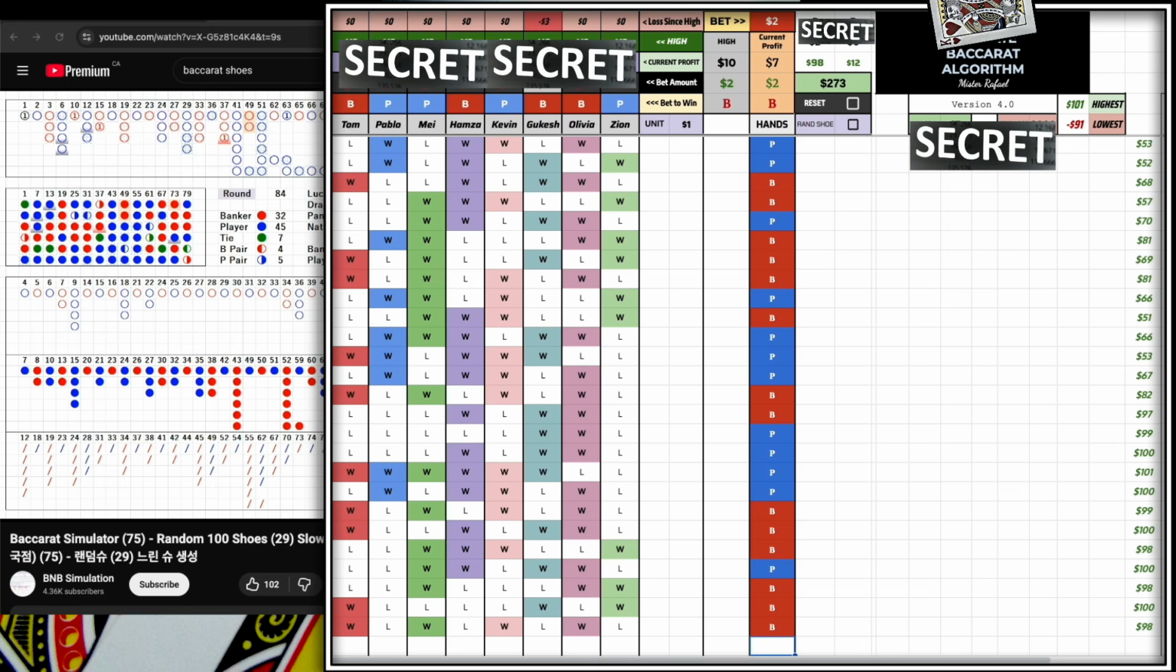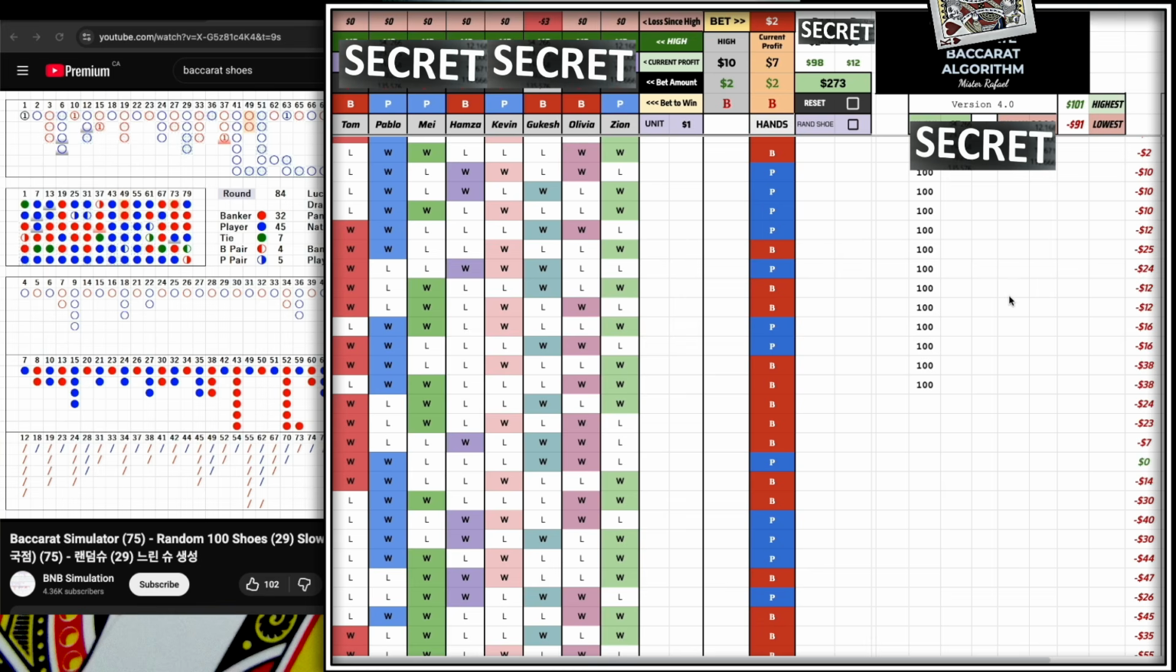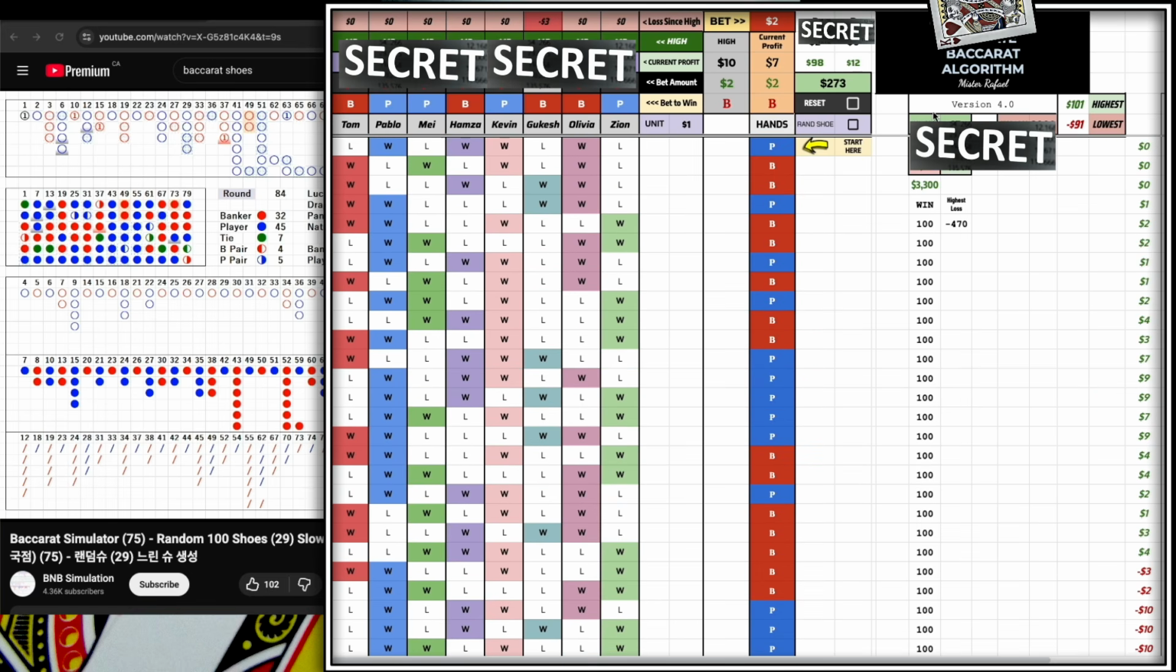And it looks like we hit the win goal once again. Right here is where we would have stopped. Biggest drawdown, only minus $91. So let's add another $100 to the bank. Wow. All right.